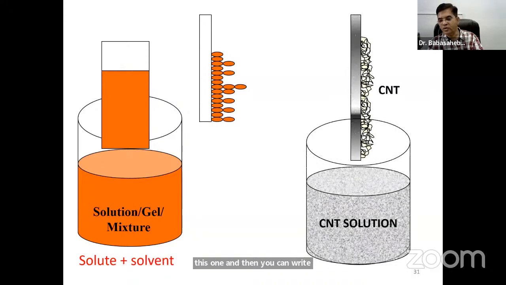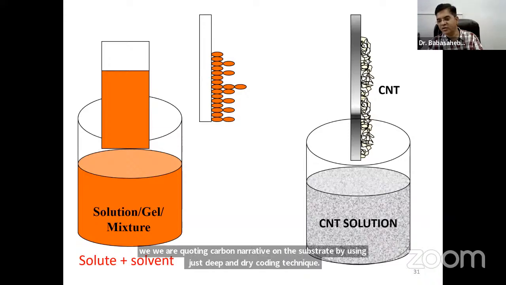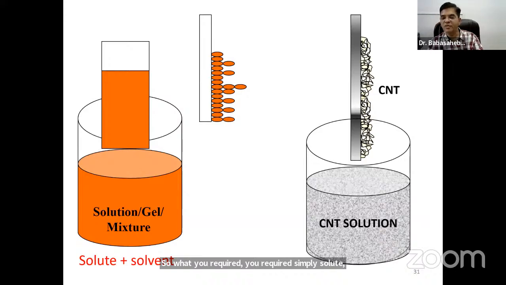So how is it useful? Just as an example, we are using carbon nanotube, which is commercially available, making the solution, taking the substrate, dipping it inside the solution, and drying it. Dip and dry. So it is possible to coat the material on the substrate surface. So we are coating carbon nanotube on the substrate by using just the dip and dry coating technique. What you require is simply solute, solvent, beaker, and substrate. That's all. So you can make the material in thin film form on whatever type of substrate you want to coat. That is the beauty of this technique.